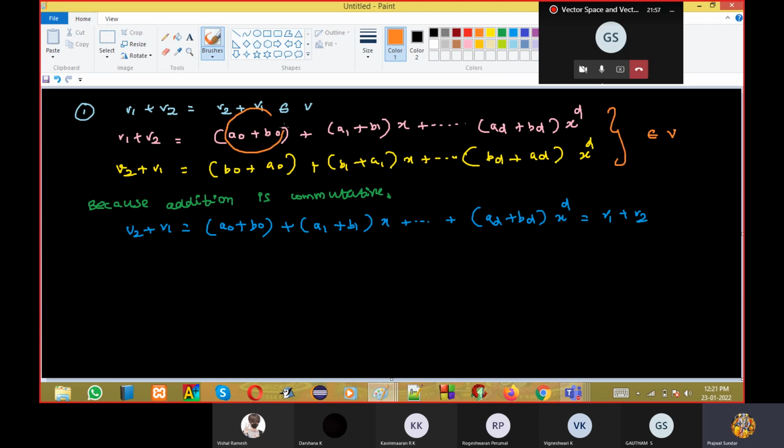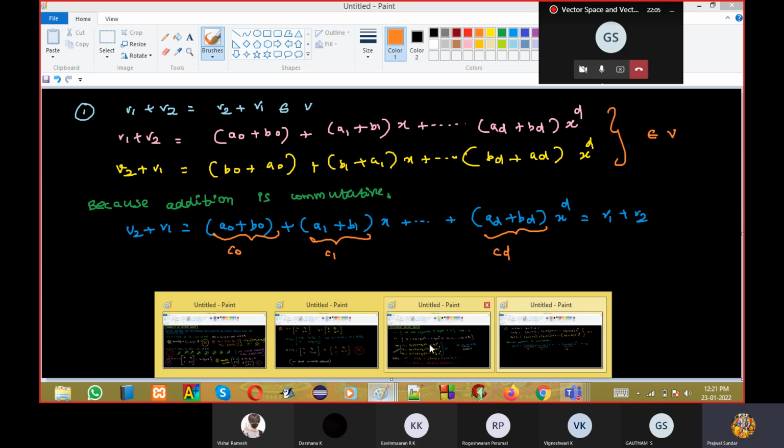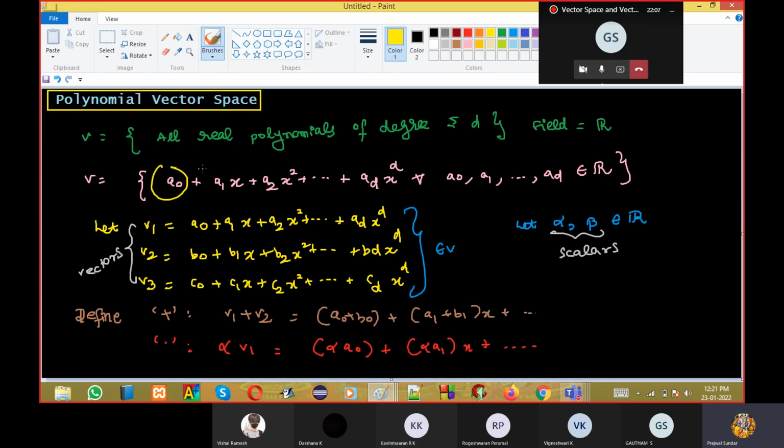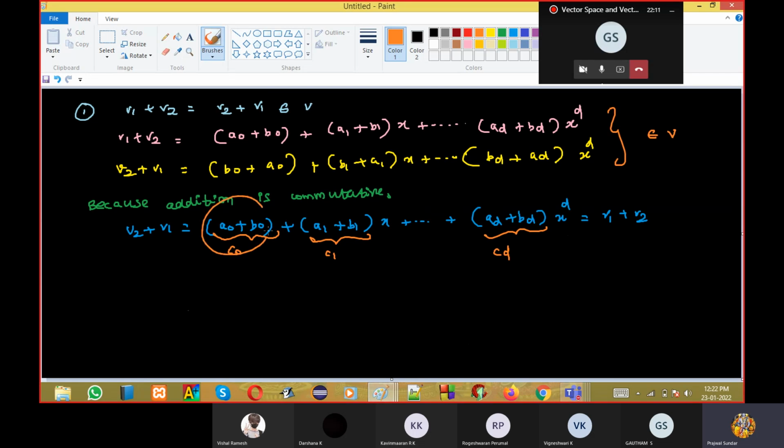I can take this as c0, this as c1, this as cd. They are in the required format, correct? I should have something plus something x, something x squared, something x power d. Observe carefully: something into x, something into x power d. So it is in the proper format. I can say this belongs to vector space V. So I can say the first condition is satisfied.